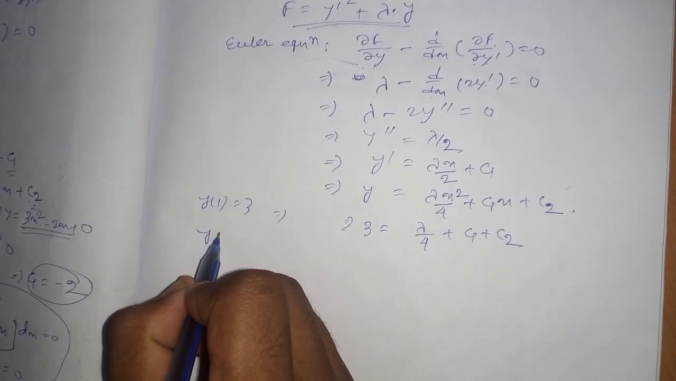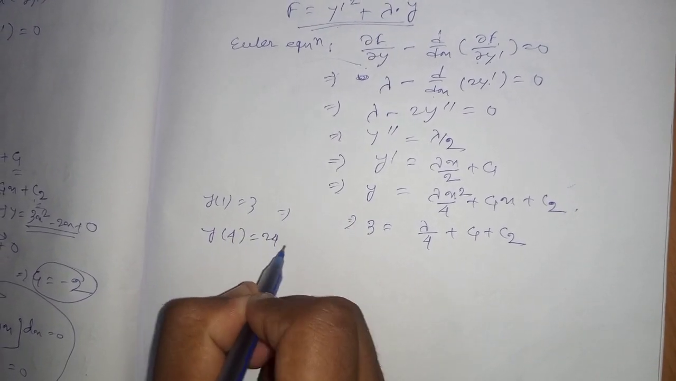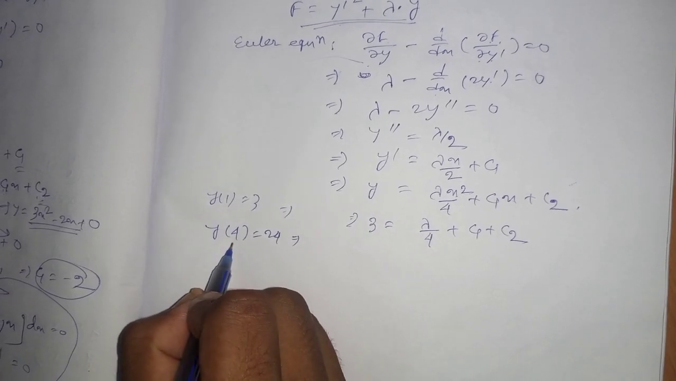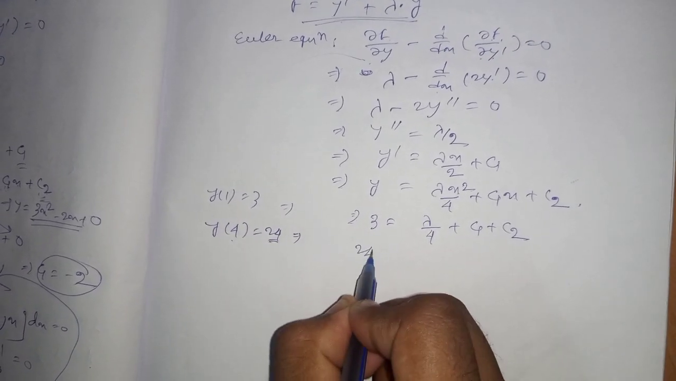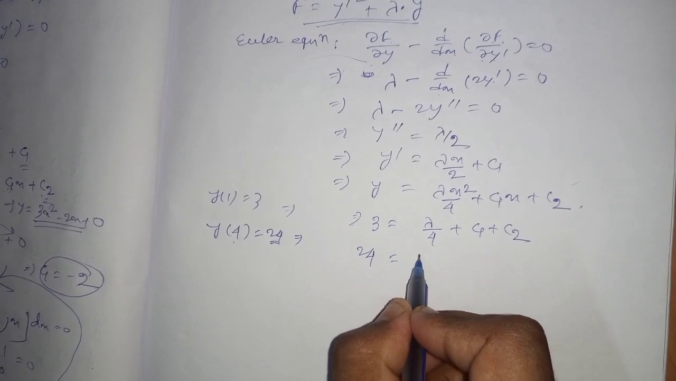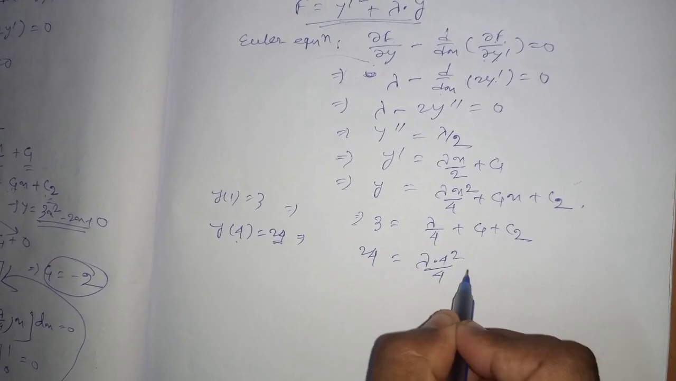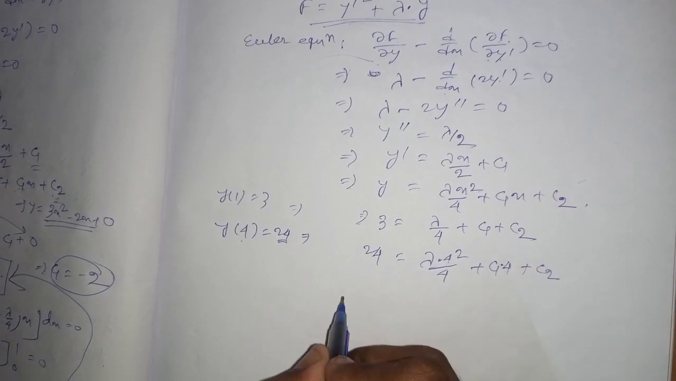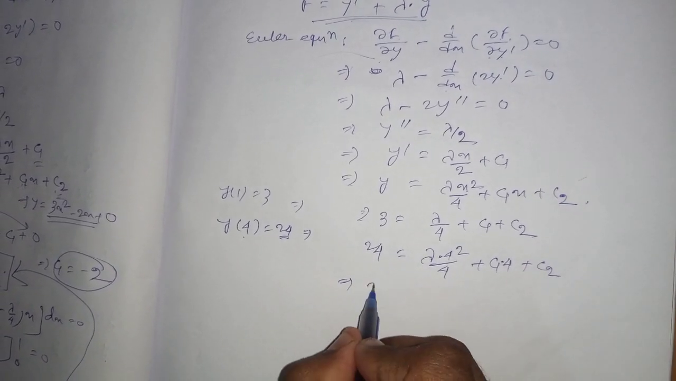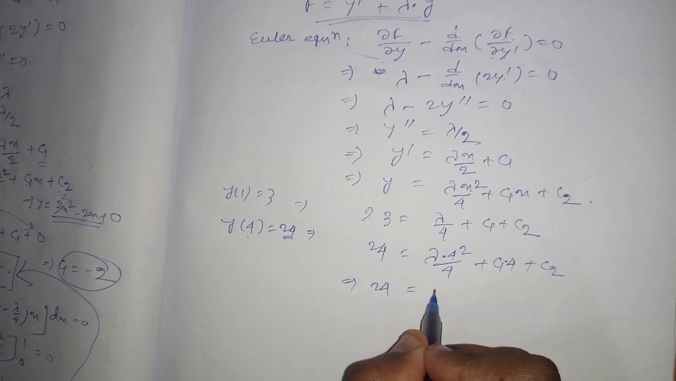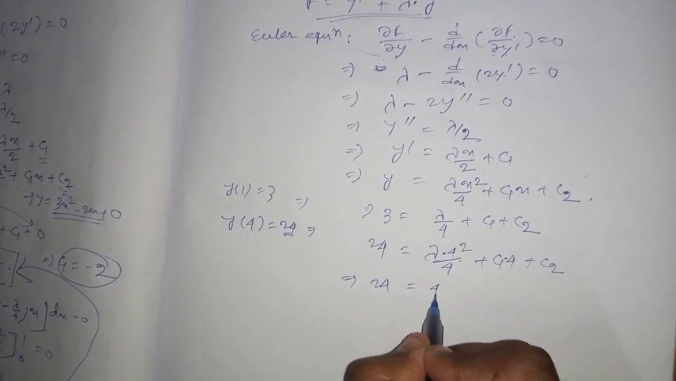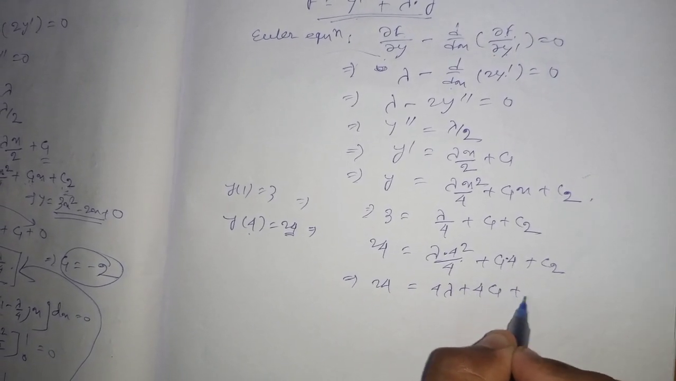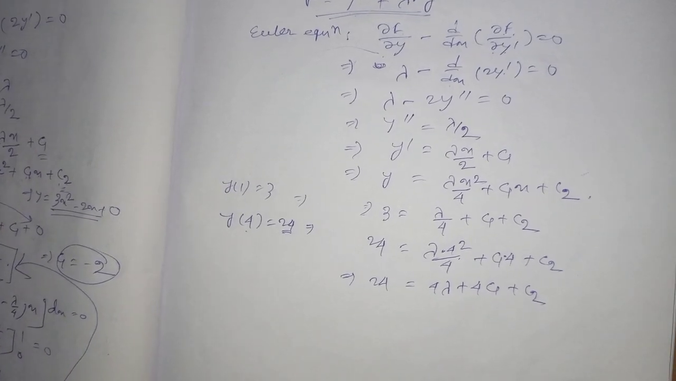And if we put the boundary condition at x equal to 4, the value of y is 24. So 24 equal to lambda into 4 square by 4 plus c1 into 4 plus c2, that is 24 equal to 4 lambda plus 4 c1 plus c2, right?